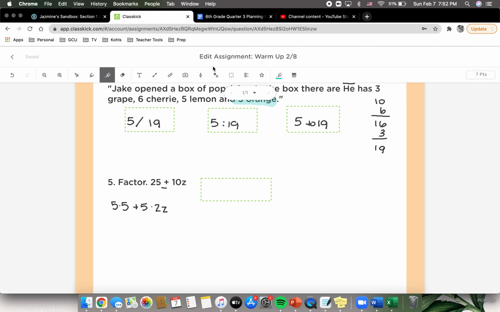And I'm going to highlight all of them. So our greatest common factor was 5, and then all of our leftover components were 5 plus 2z. And you can see where we did all of our work right there. So now you always want to make sure you stick your greatest common factor on the outside of the parentheses. So our greatest common factor was 5. Our inside operation was adding, so I'm going to stick that right in the middle. Our leftover terms were 5 plus 2z. And that's the answer for number 5.